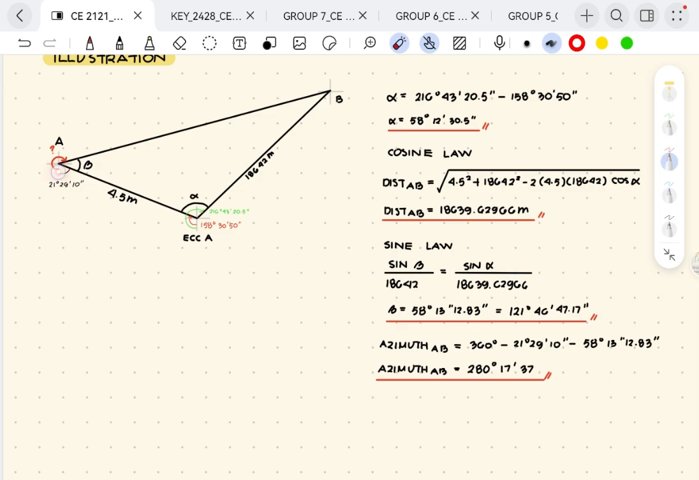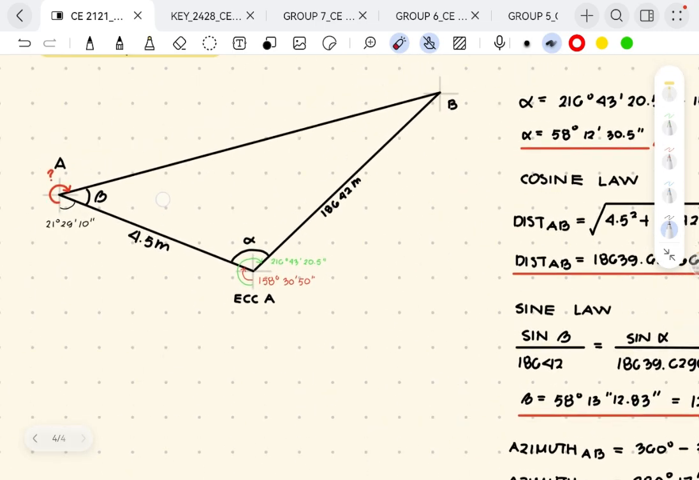So after subtracting this angle right here, we're going to subtract now the beta. So we'll be able to get the angle from south going to our line AB. And we got an answer of 280 degrees, 17 minutes, and 37 seconds. So the question is, is this correct? Let's go back to our graph. This is 280 degrees, 17 minutes, and 37 seconds.